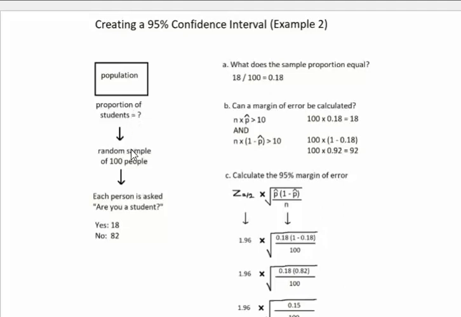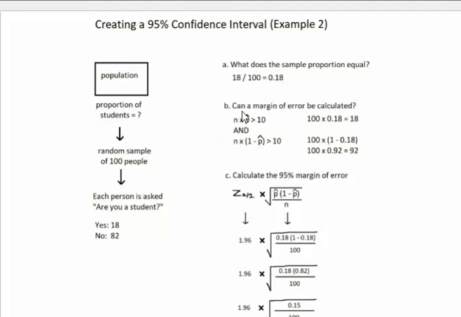So this person takes a random sample of 100. They ask each person, are you a student? And each person gives a yes or no answer. And we're imagining that this person doing the survey ended up with this data set, 18 yeses and 82 nos out of 100 people. First, we want to know what the sample proportion equals, because the sample proportion is what gives us an estimate of the population proportion, which is what we care about. So 18 out of 100 people means that 18% of the sample said that they are a student.